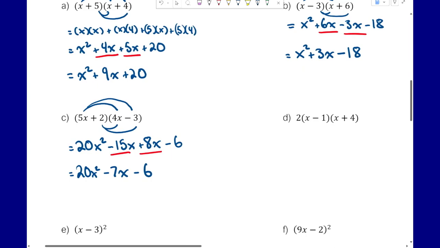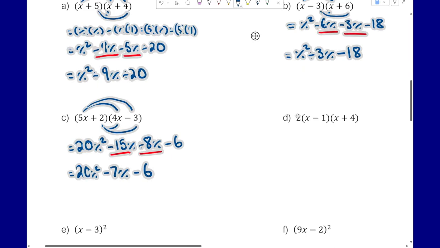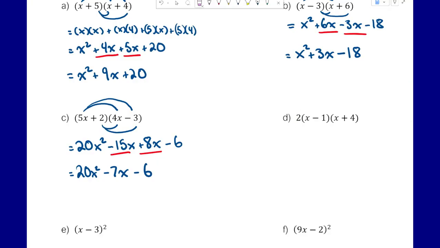D is a little bit more challenging because I have a single value outside of my two brackets. So if that's ever the case, what you can do is multiply that term or that value outside of the brackets into the first bracket. So 2 times x gives me 2x. 2 times negative 1 is negative 2. Now that I've multiplied that 2 into the first bracket, now I can use the FOIL method, or I can expand these two binomials.